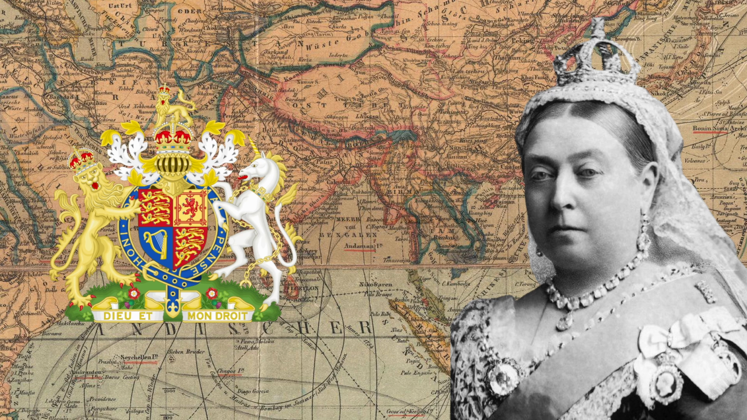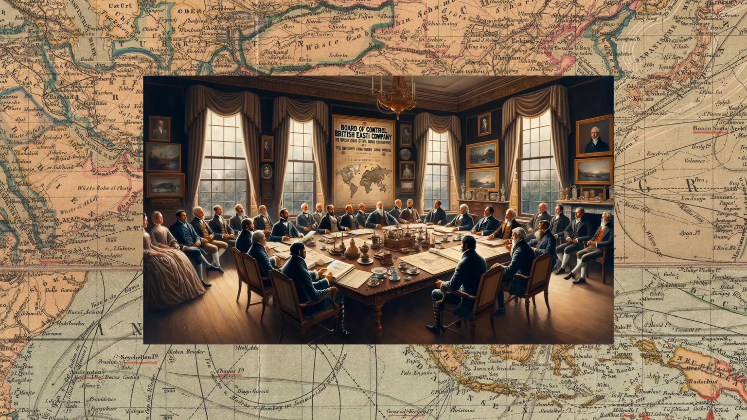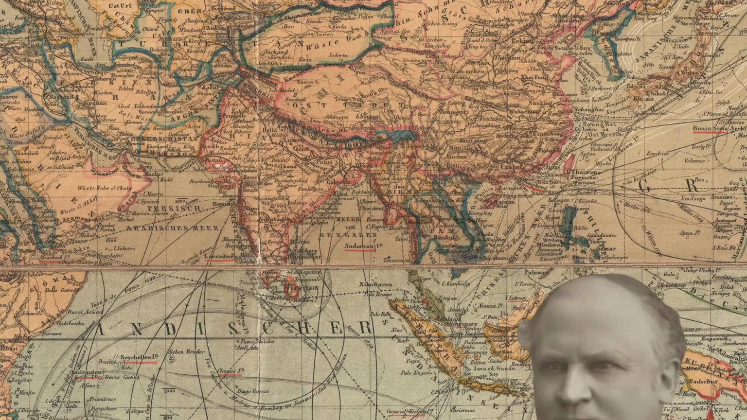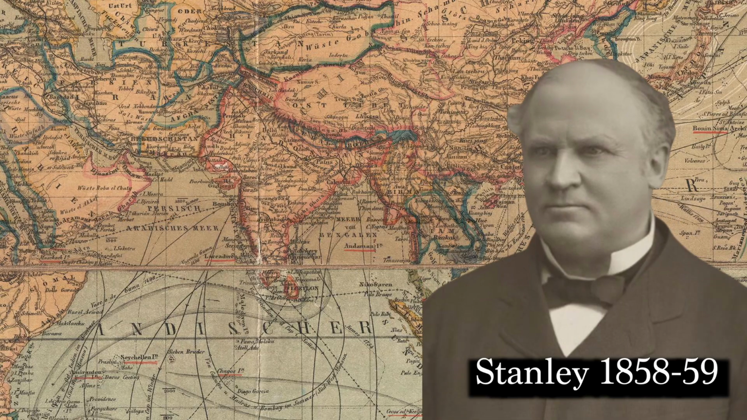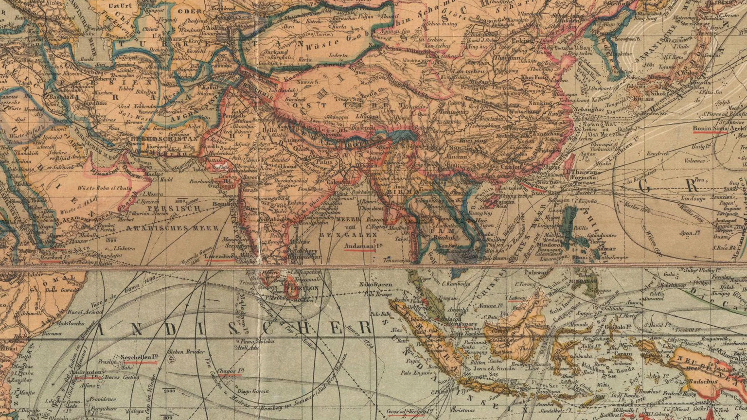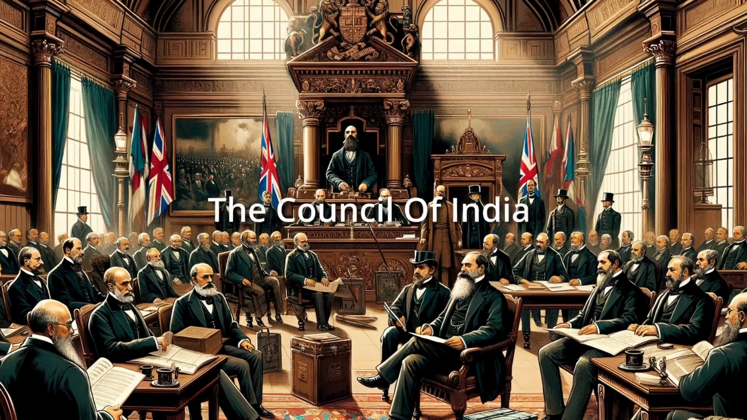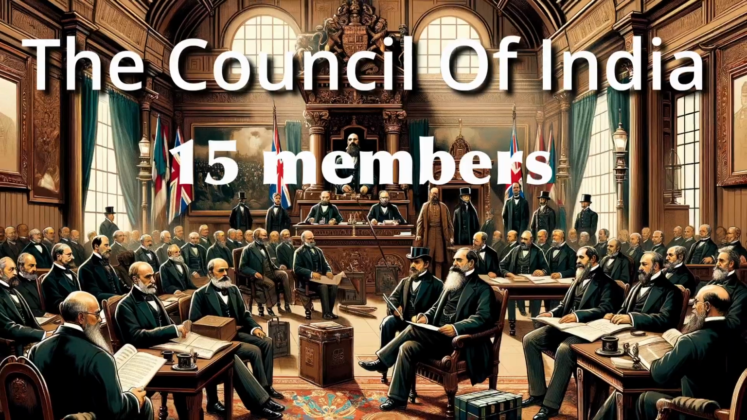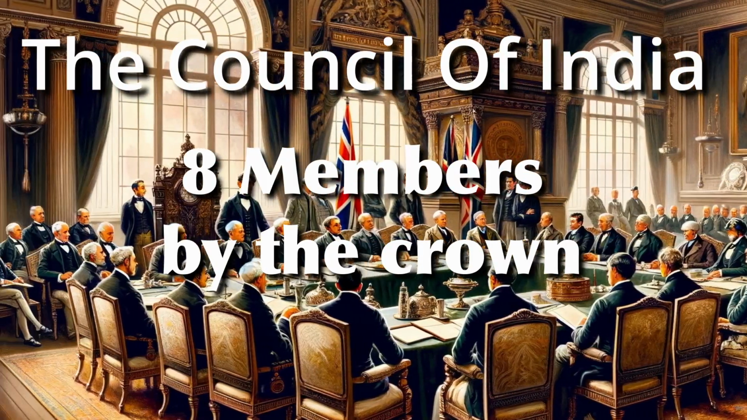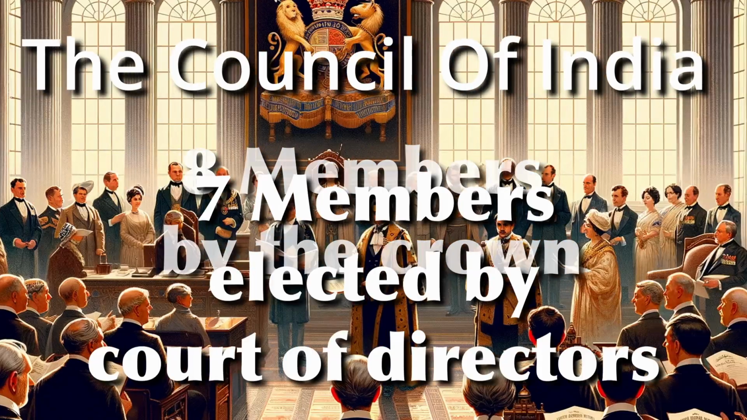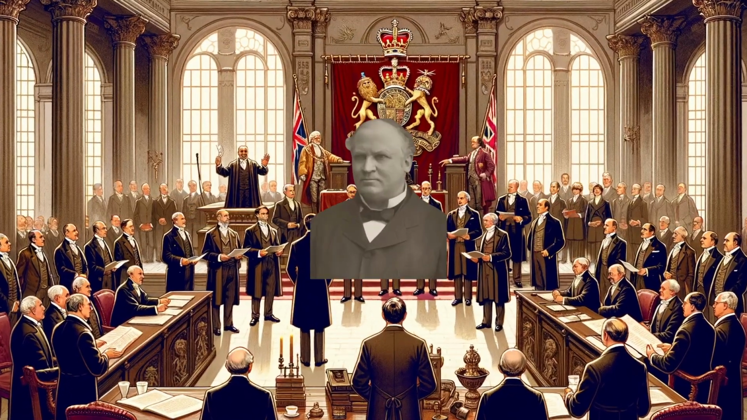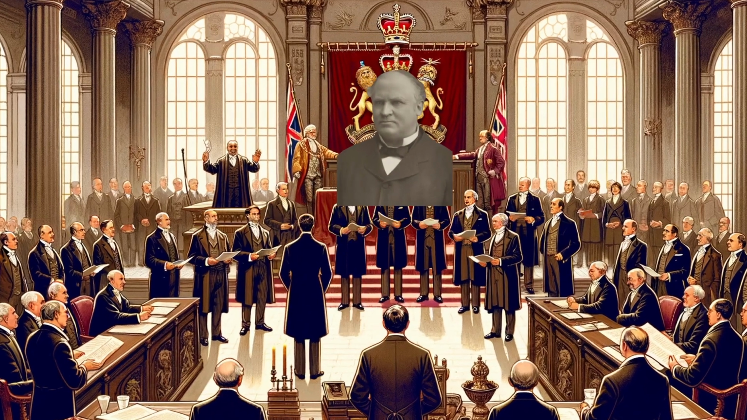The act abolished the Board of Control and the Court of Directors, transferring their powers to the Secretary of State for India, who was appointed by the Crown. Assisting the Secretary of State was a council, called the Council of India, consisting of 15 members. 8 members were appointed by the Crown, while the remaining 7 were elected by the Court of Directors, and the Secretary of State served as the Council's chairman.